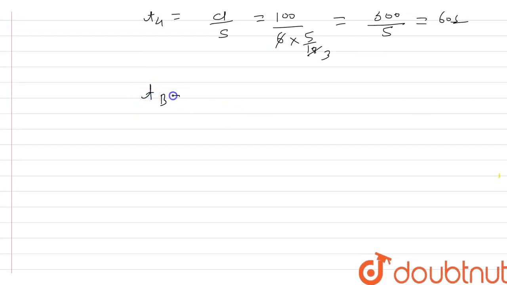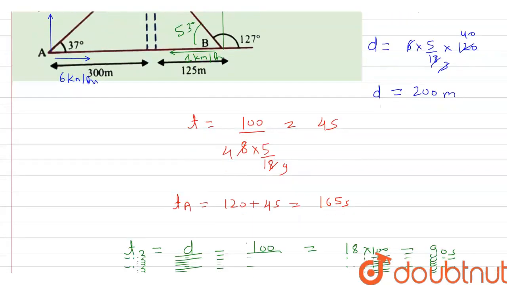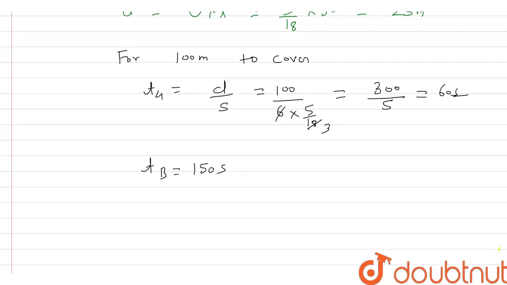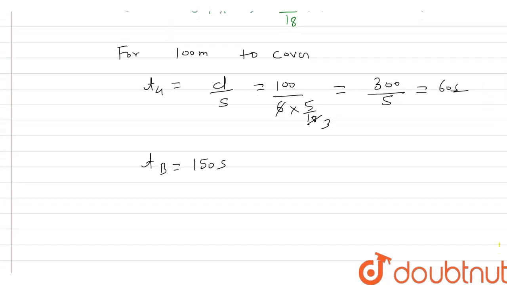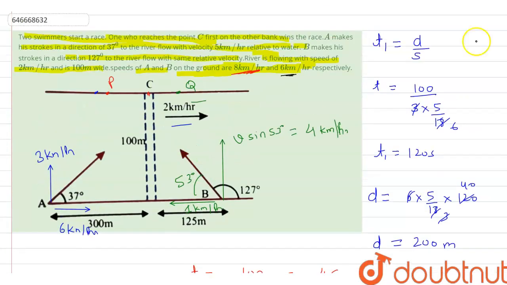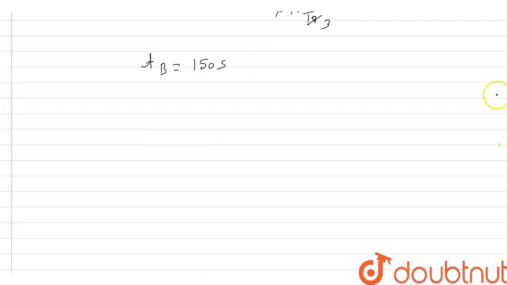So TB is equal to 150 seconds. Now time taken by A is 165, while time taken by B is 150 seconds. That means B has taken less time to reach the point C. That means B wins the race. So we can finally say that B will win. So this was about this question.